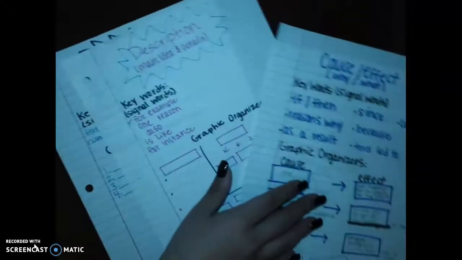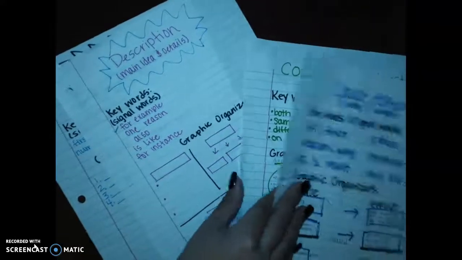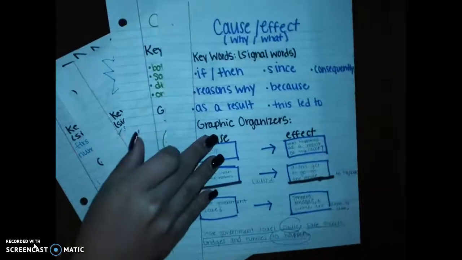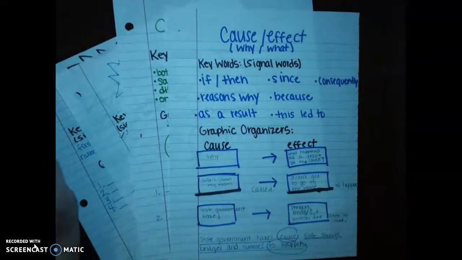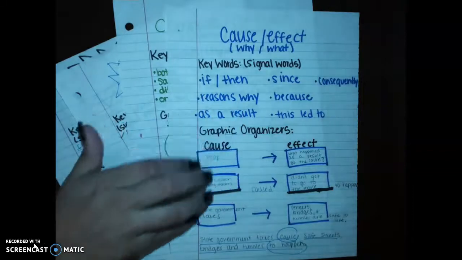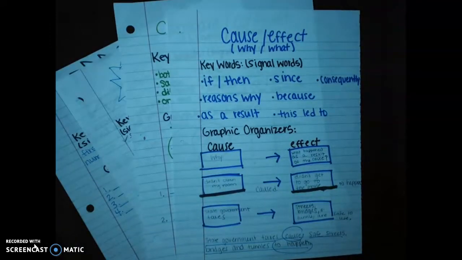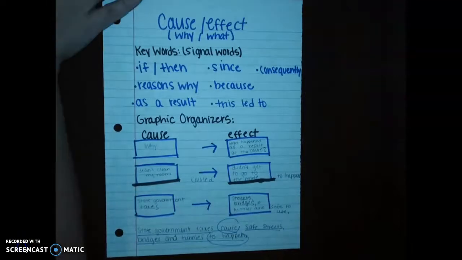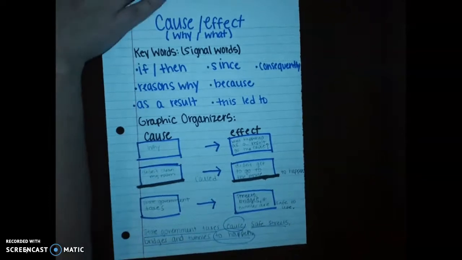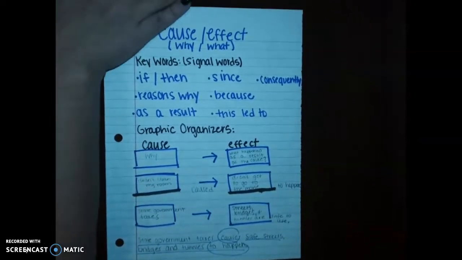So what we're going to do is take a look at each one of our anchor charts, our graphic organizers, and see if we can match the organizer to the strategy or the type of organization. Okay, so what I'm going to do, I'm going to go through each of our strategies that we've gone through. So cause and effect is going to be first.